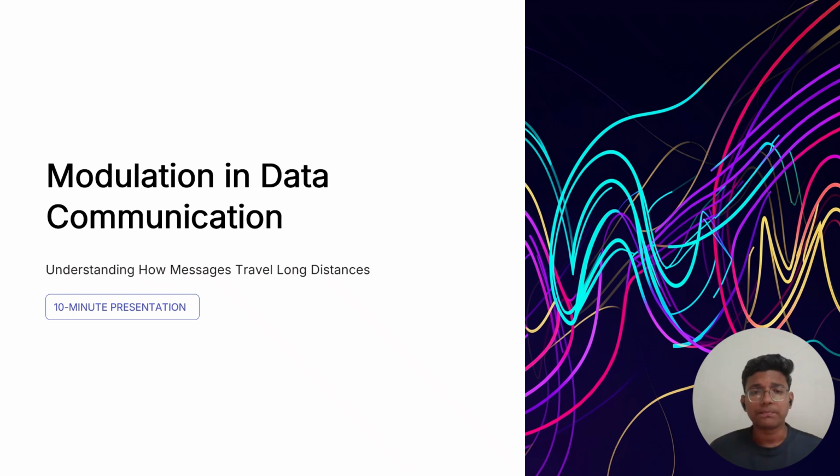Modulation in Data Communication. This topic is very important in first year engineering data communication because it explains how messages travel over long distances. In daily life, we use many communication systems like mobile phone, GPS, television, 5G network, Wi-Fi, Bluetooth. In all these systems, information is transferred from one device to another in the form of signals. But the original signal, like our voice or data, can't always travel directly over long distances. So we need a technique called modulation. In simple words, modulation helps a message signal travel far by placing it on a high frequency carrier signal.